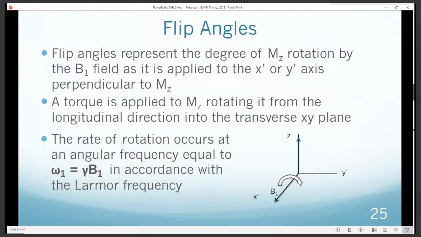So the flip angles allow us to select how much of that Z magnetization we want to rotate into the XY plane. It works by the principle of torque, which we talked about before, and the rate of rotation occurs based on the Larmor equation also, but now it's the Larmor equation with B1 in here. So this rate of rotation has a characteristic frequency which depends on the gyromagnetic ratio of the nucleus we're looking at and the magnitude of the B1 field, the radio frequency B1 field, which is applied, in this case, in the X prime direction, and just sits there because we're in the rotating frame.